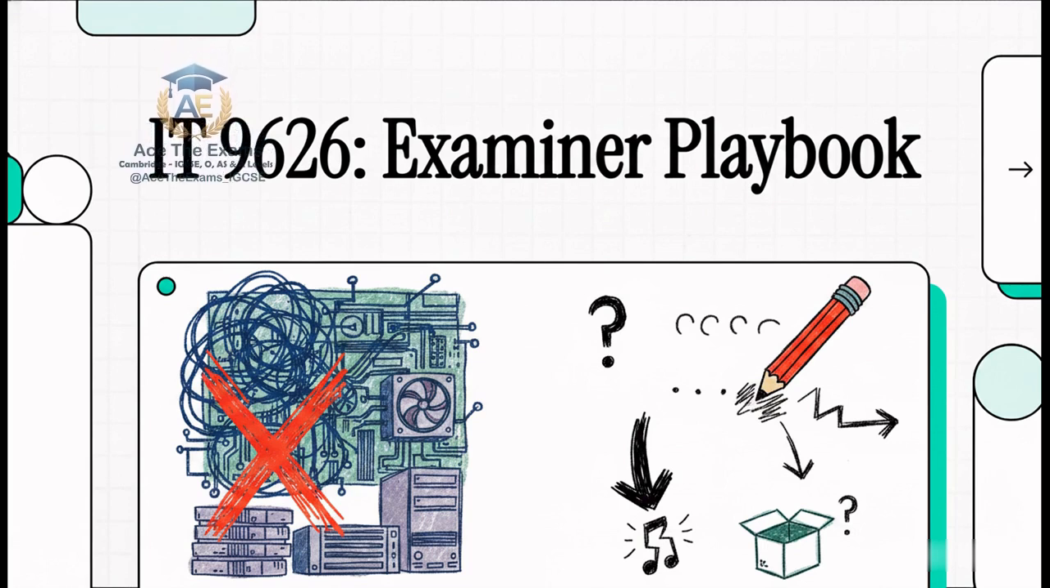Then, on the other side of the hall, we have Sam. Sam is racing against the clock. Sam rushes through the paper, completely misses the specific command word requirements, and writes generic, vague answers that could apply to a smartphone just as easily as a mainframe. Today, we are going to look exactly at why both of those approaches completely fail, and I'm going to show you the precise framework to ensure you avoid their fate and walk away with top marks.